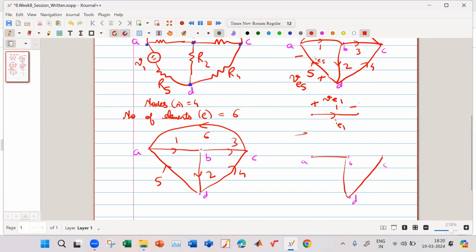So what is a tree? A tree is a connection. That is, there is a path connecting each of the nodes, but there is no closed path. There is no loop. A loop is not formed. Okay. Can you tell me another tree for this?